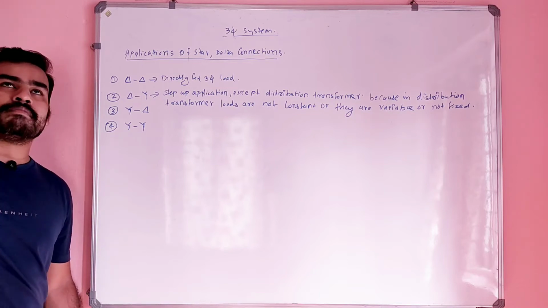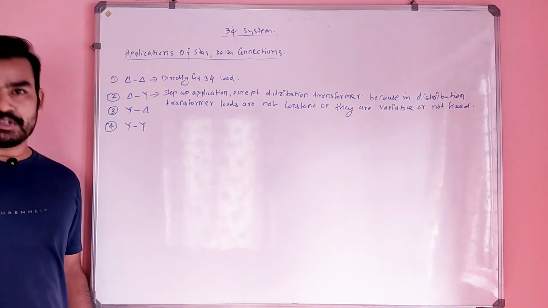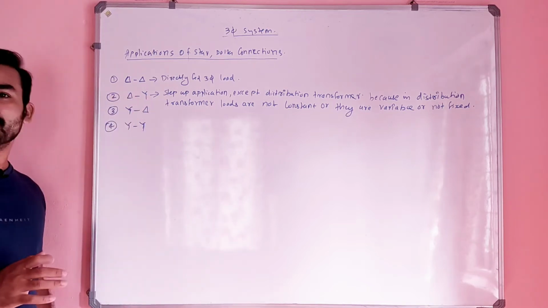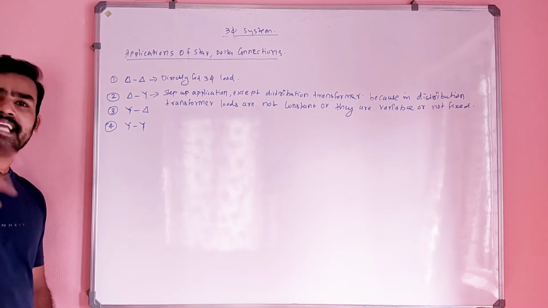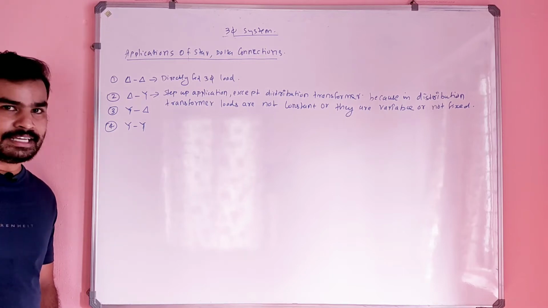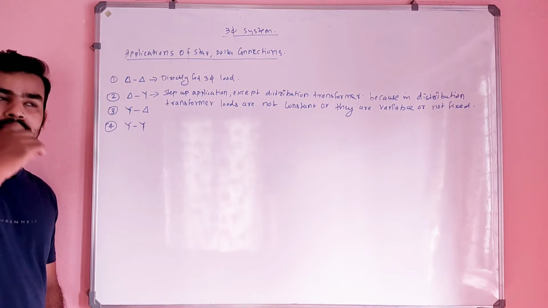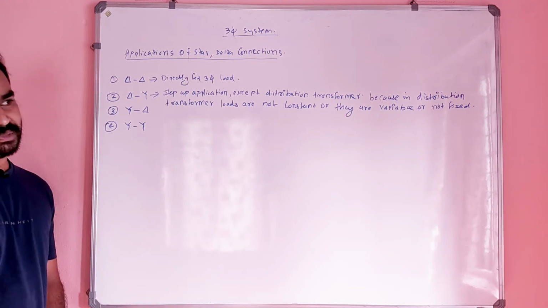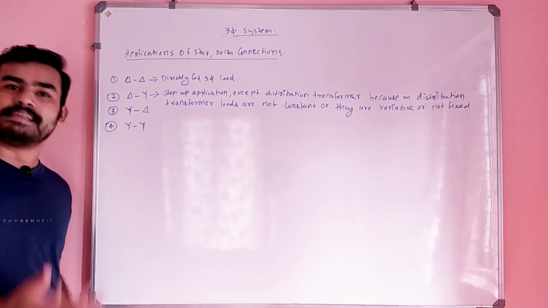When step up application comes to our mind, where is this application actually? In a generation station, 11 kV is produced. So we have to step up the voltage and transmit it. We have to convert 11 kV to 33 kV or 220 kV, or many high voltages can be used in order to transmit. Then only the losses will be very low, because the current will be very low. That is why we step up the voltage.